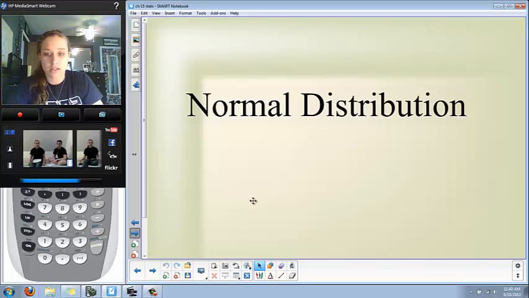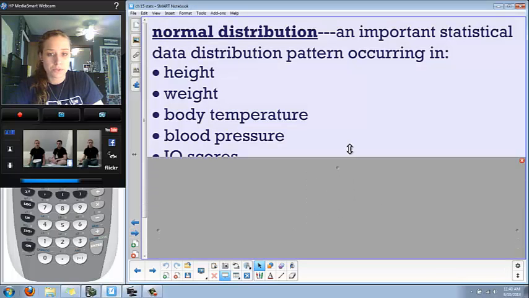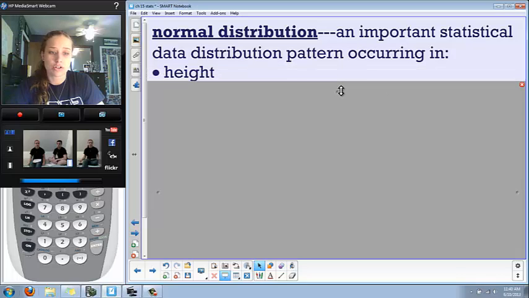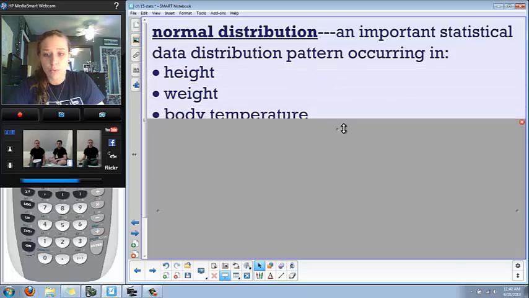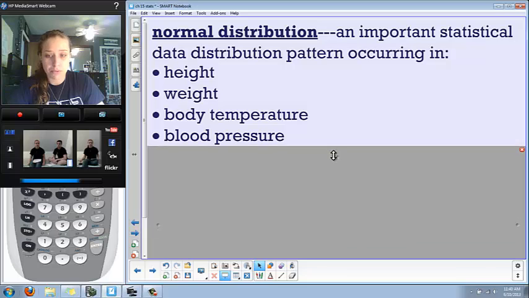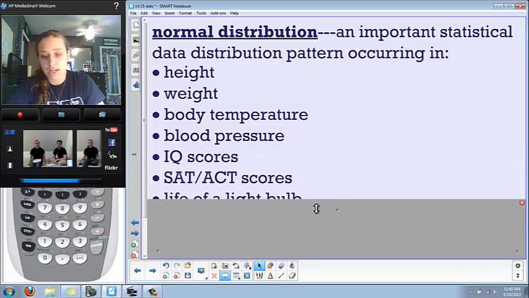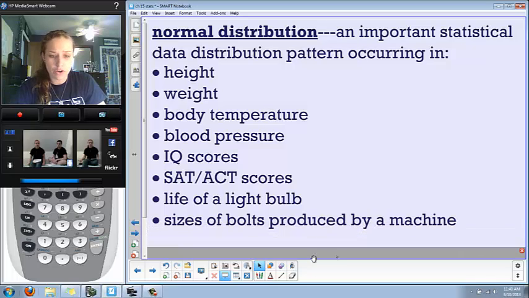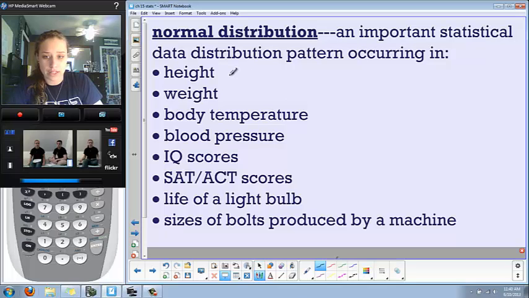The normal distribution is an important statistical data distribution pattern, and it occurs in all sorts of things throughout life. It's just that you never knew what it was, or you never realized it. It occurs in height. It occurs in weight. It occurs in body temperature and blood pressure, in IQ scores, SAT and ACT scores, the life of a light bulb, all this stuff. Let's just talk about height for one second.